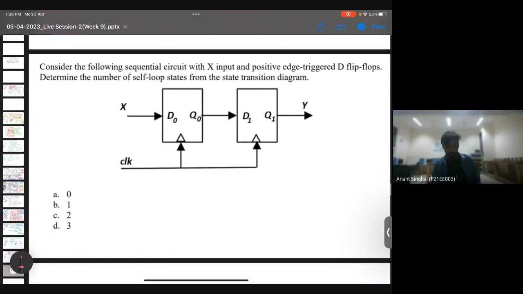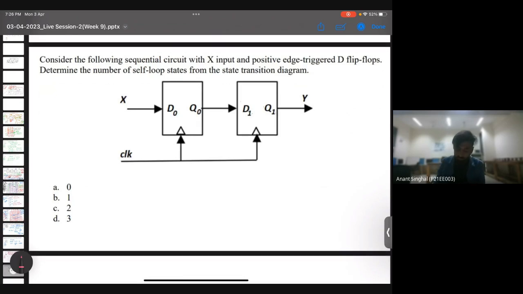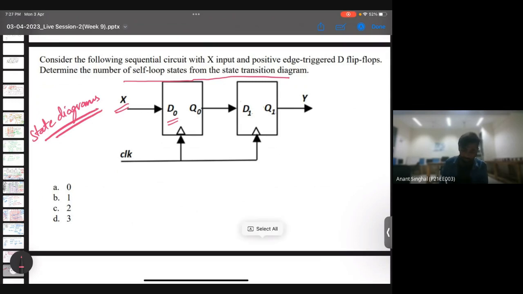Okay. So it says consider the following sequential circuit with X as an input and a positive edge D flip flop, and then determine the self loop state from the state transition diagram. You must have written state diagrams. We will use the concept of that in this question. First of all, I'll write the expressions, and I hope you are aware of how to solve state diagrams. So we'll make a table.